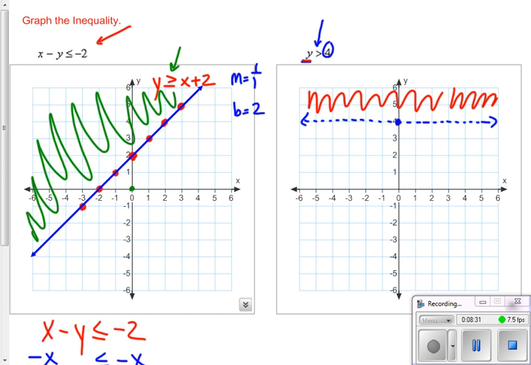Another thing you could do is your test point again. You could use this test point 0, 0, so I'd put 0 in for y. There is no x, and we know that 0 is not greater than 4. That is not a true solution. So again, we'd shade above the boundary line. This will conclude Lesson 2, Inequalities.